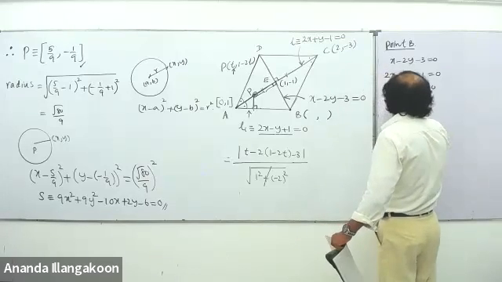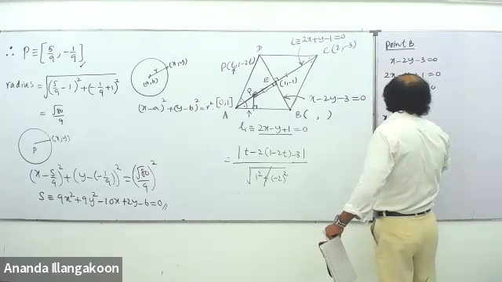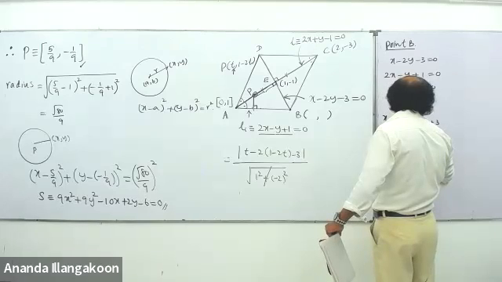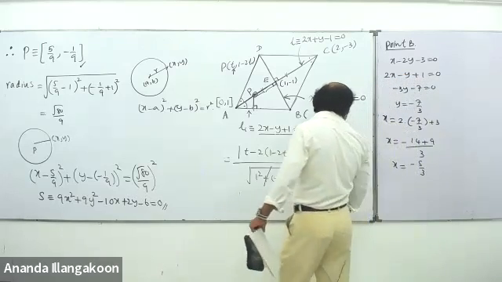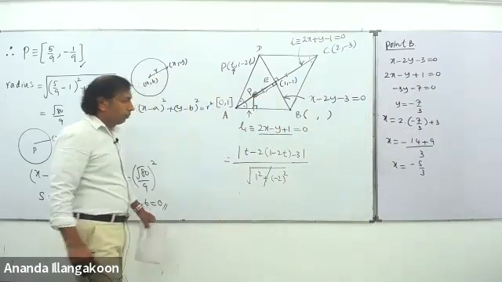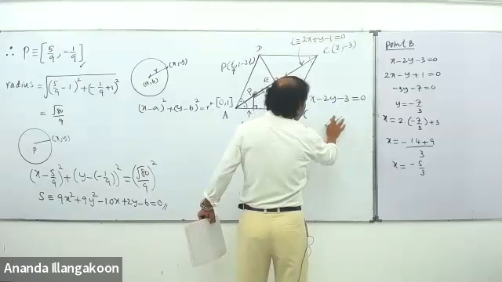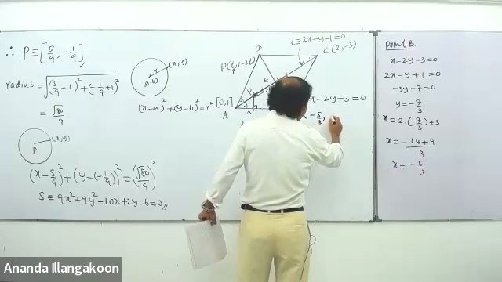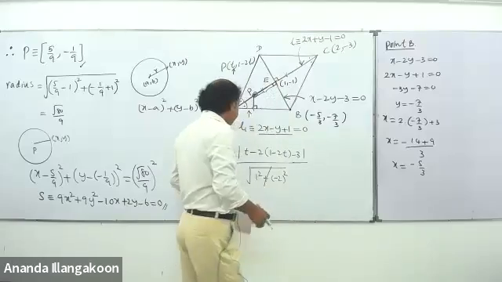Now how to find x? You can write x equals 2 times y plus 3, which is minus 14 plus 9 by 3. X is minus 5 by 3. Correct, no? Then we know B. The point B we know: x is minus 5 by 3, y is minus 7 by 3. Right.